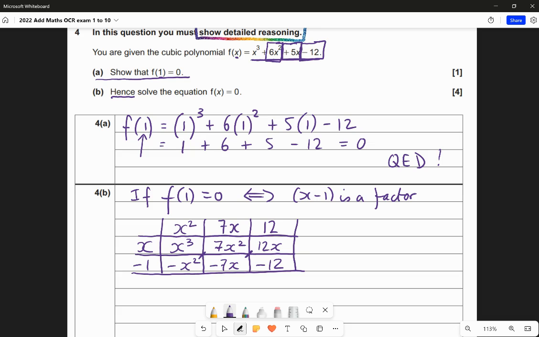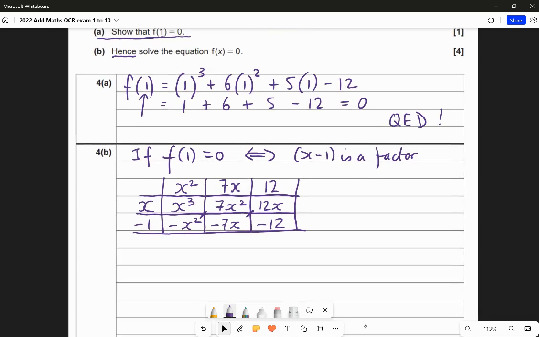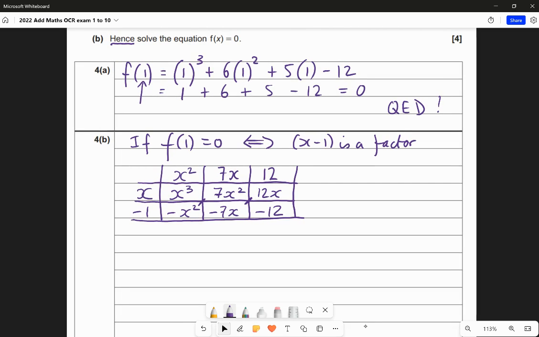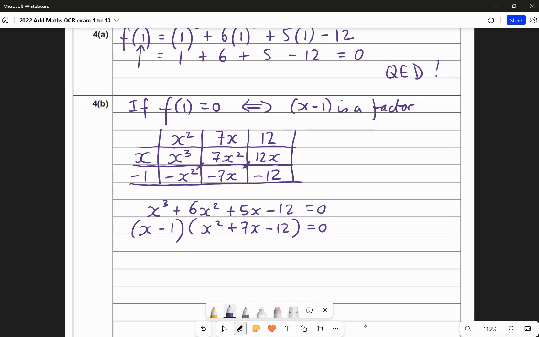So I have now factorized the original function into a linear factor and a quadratic factor. Let's write down what we've got. We want to solve the equation f of x equaling 0. So we want to solve x cubed plus 6x squared plus 5x minus 12 equals 0. And we've got x minus 1 multiplied by x squared plus 7x minus 12 equals 0. So we've started factorizing it, and now let's continue factorizing. Let's factorize that quadratic.